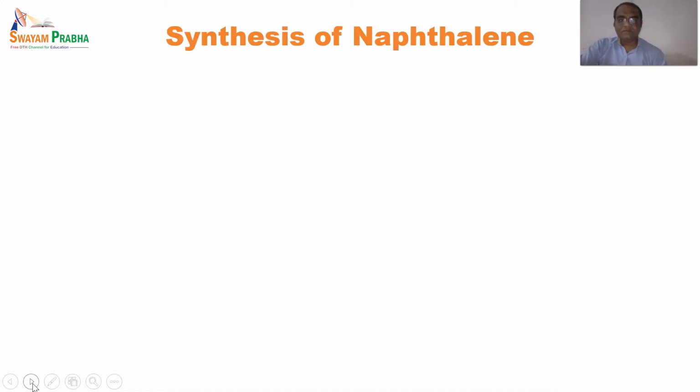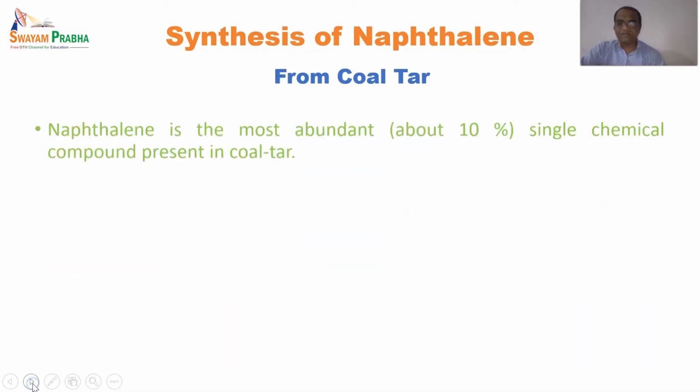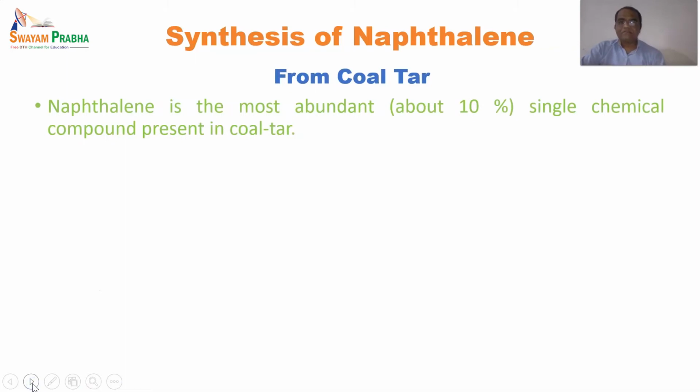Now we will see the synthesis of naphthalene, and why alpha or beta predominates, when we come across the chemical reactions of naphthalene. The first method of synthesis of naphthalene is from coal tar. Naphthalene is the most abundant single chemical compound present in coal tar, almost 10%.